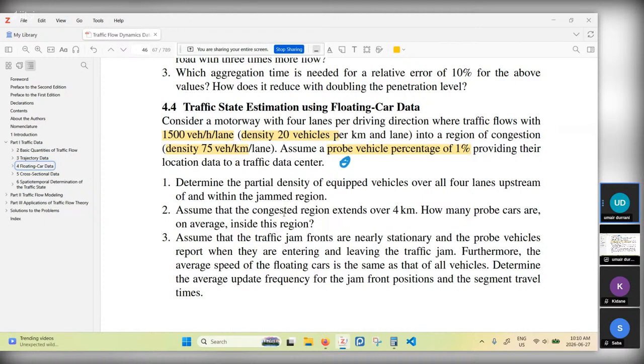Determine the average update frequency for the jam front positions and the segment travel times. This question is actually asking us how often we are updated by the floating car data. How often are we getting that floating car data? Is it happening every 30 seconds? Is it happening every minute or 15 minutes? That's what the question is. So let's see what the solution says here.